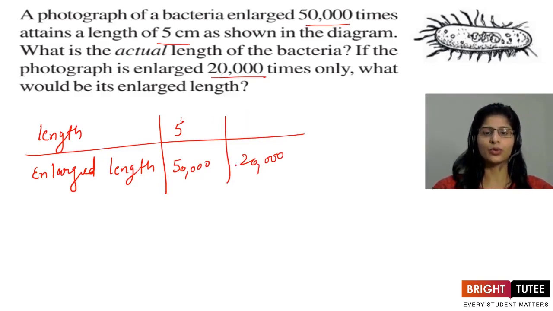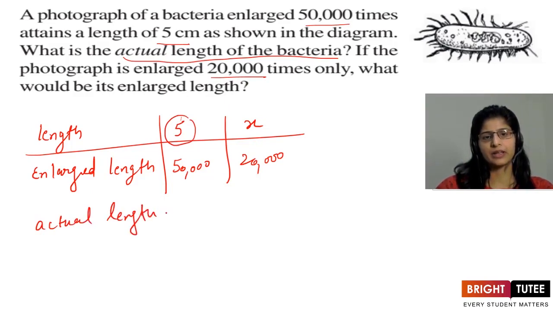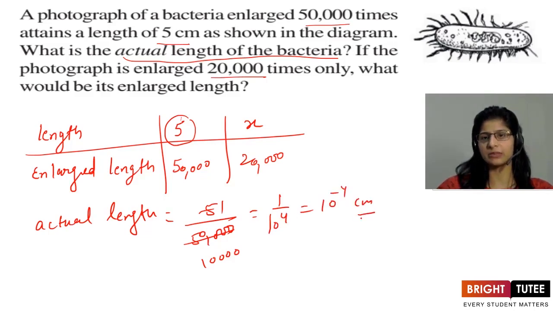When we have to calculate this, let this be x. Before that we have to answer one more question, that is what is the actual length of the bacteria. So 5 centimeter is the length attained when it was enlarged 50,000 times. So the actual length will be 5 upon 50,000, which gives 1 upon 10,000, that is 1 upon 10 to the power 4, and I can write it as 10 to the power minus 4 centimeter.